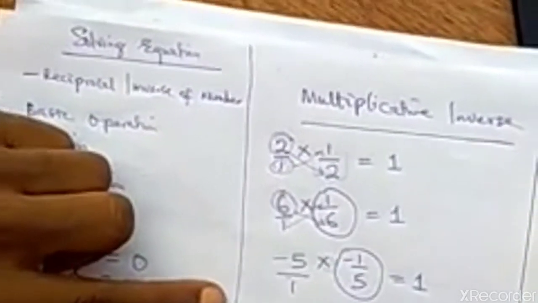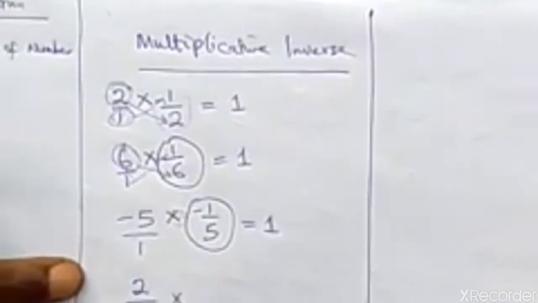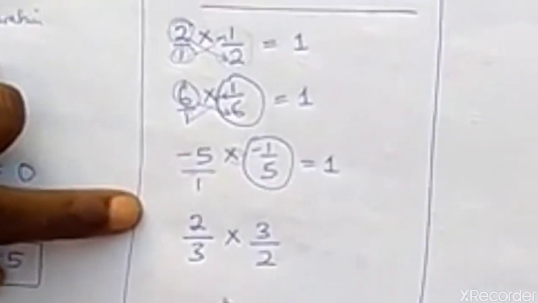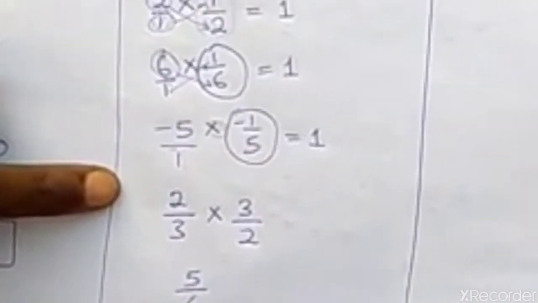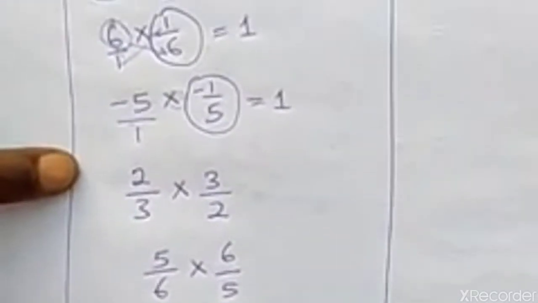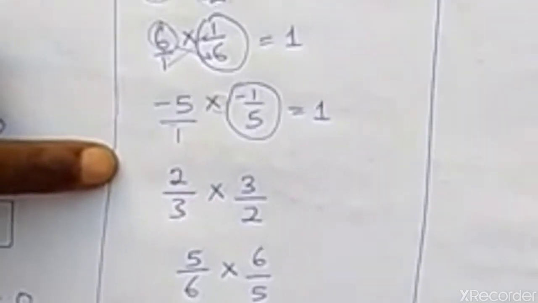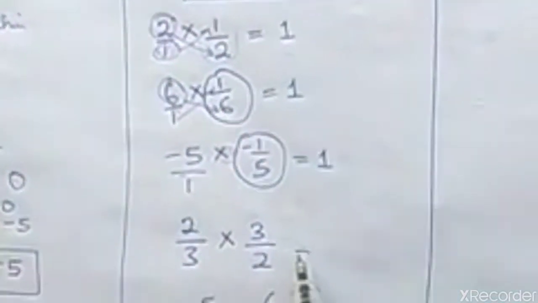For example, for 2 over 3, the multiplicative inverse will be 3 over 2. For 5 over 6, its multiplicative inverse will be 6 over 5. For minus 2 over 3, its multiplicative inverse will be minus 3 over 2. So in each case, we will have 1. Try that out yourself.